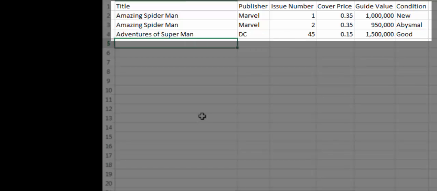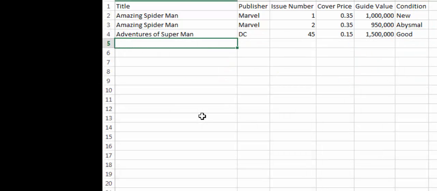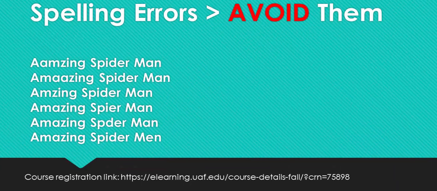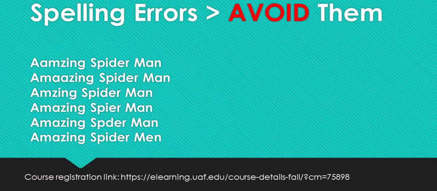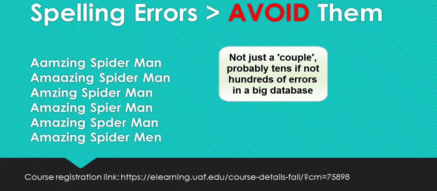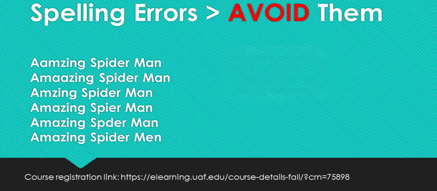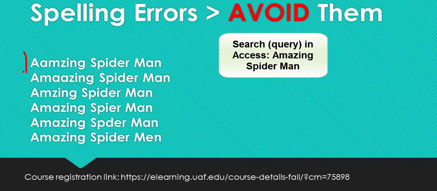So, for example, you're going to have lots of data redundancy and data errors if you just type everything into one table. So if I have 200 issues of Amazing Spider-Man, I might accidentally type one like this, and that would mess everything up, and I'd probably have a couple other spelling errors too. And why would that be? Because let's say later I wanted to do a search of all the issues I have of Amazing Spider-Man. Well, that particular issue wouldn't show up because I didn't type it correctly in Access to search for Amazing Spider-Man, which searches for the right spelling.